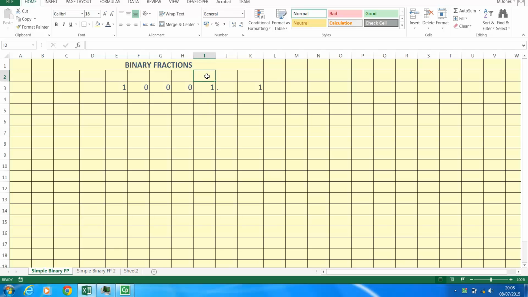We know that in binary we have 1, 2, 4, 8 and 16, and if I had another digit in there that would be 32, because it's to the power of 2, so it doubles every time. So I could look at that and say, well, okay, that's 1, nothing there, nothing there, nothing there, 16 there, so that's 17 as an integer. But I need to deal with the fractional part.